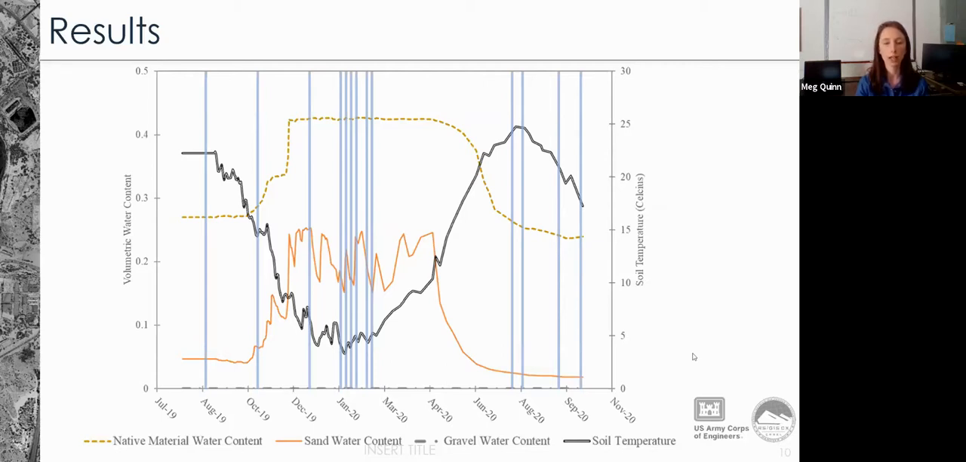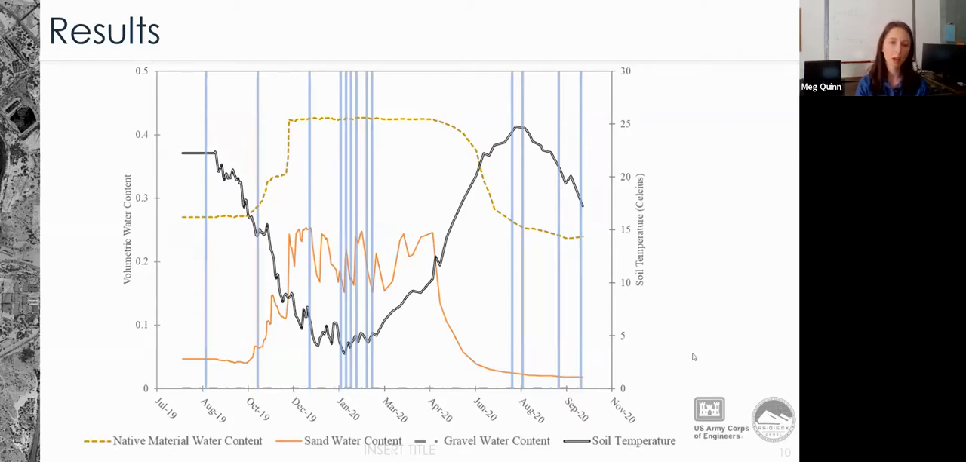The orange line is the sand volumetric water content fluctuation. The dashed brown line is the native silty sand material volumetric water content fluctuation over time. The gravel is actually hugging the x-axis. It's down below, and although it experienced the same weather seasonality changes as the other material types, it is free draining, and it never retained moisture at the depth of the fiber optic cable.